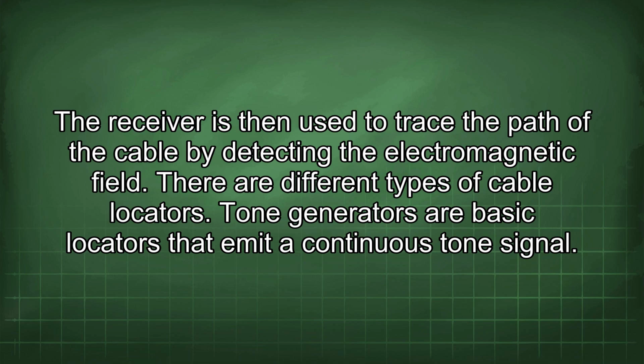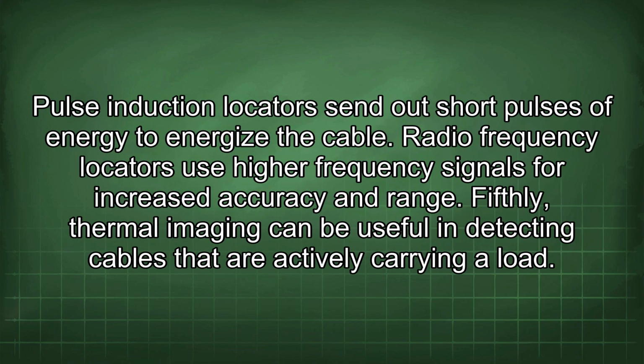There are different types of cable locators. Tone generators are basic locators that emit a continuous tone signal. Pulse induction locators send out short pulses of energy to energize the cable. Radio frequency locators use higher frequency signals for increased accuracy and range.